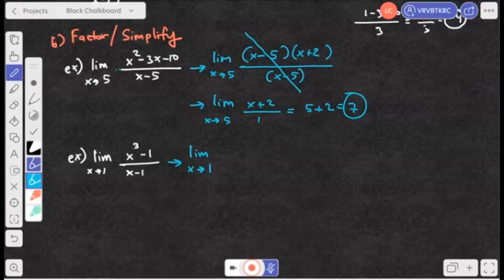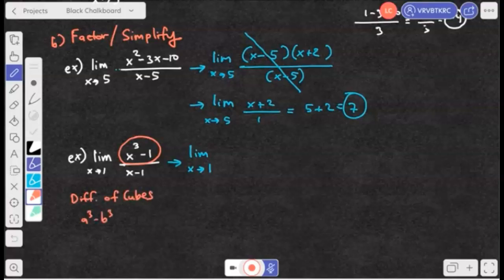However, the numerator, we're going to factor that out. So this is the difference of cubes. Whenever you have a cubed minus b cubed, or two cubes that you're subtracting, you could rewrite that as a minus b in parentheses, and then parentheses a squared.